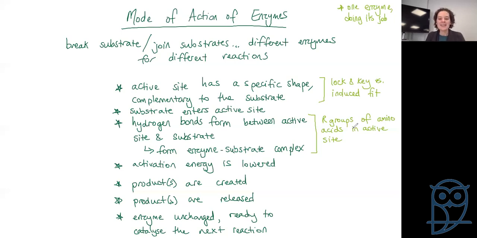Then we can go through activation energy lowered, products created, released, enzyme unchanged, ready to catalyze the next reaction. So you've got that basic core of the mode of action, and then you can add bits in to the sides, depending on what your focus is. And that, in a nutshell, is the mode of action of enzymes. How one enzyme gets its job done.